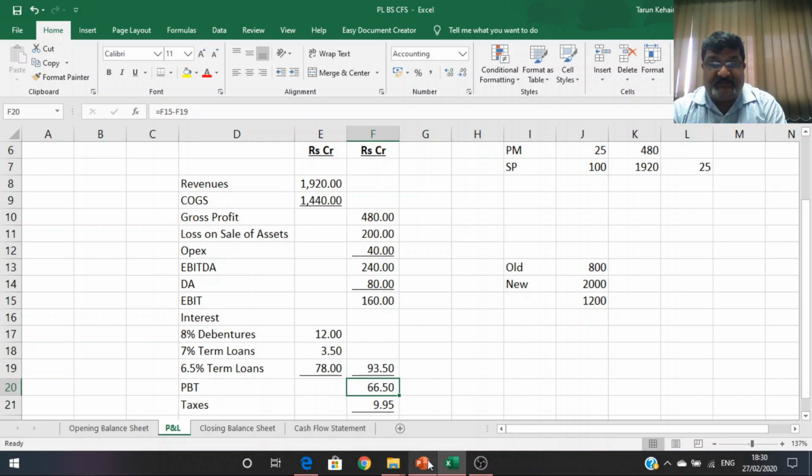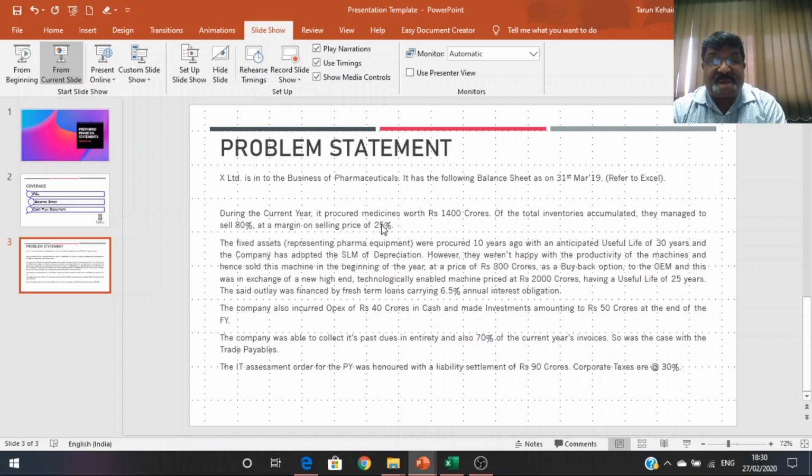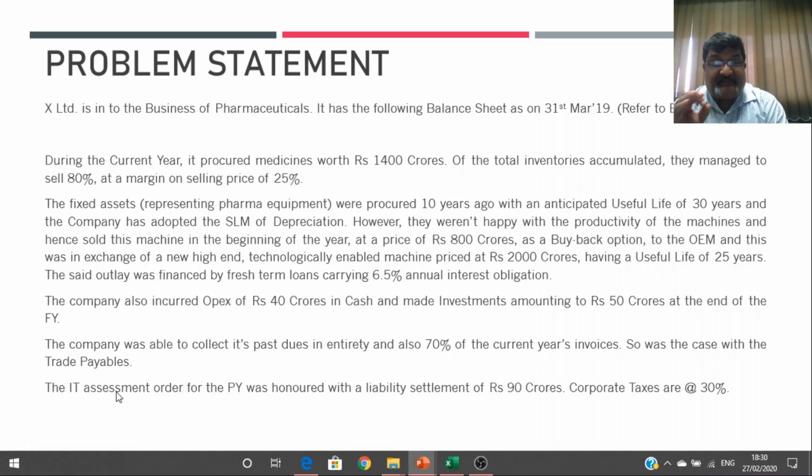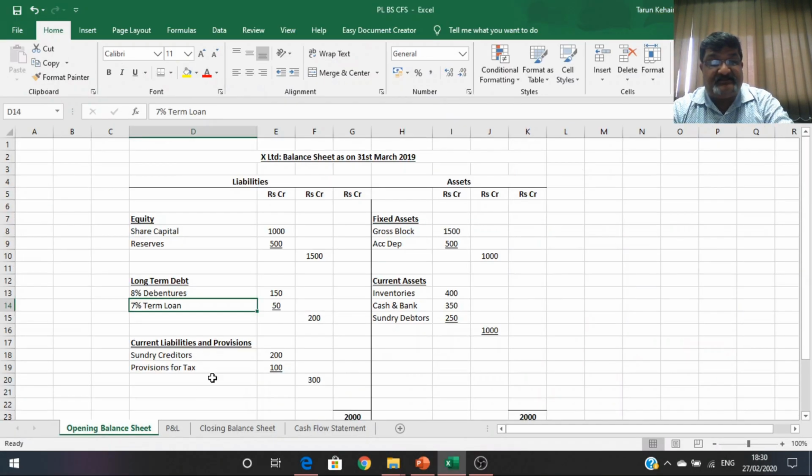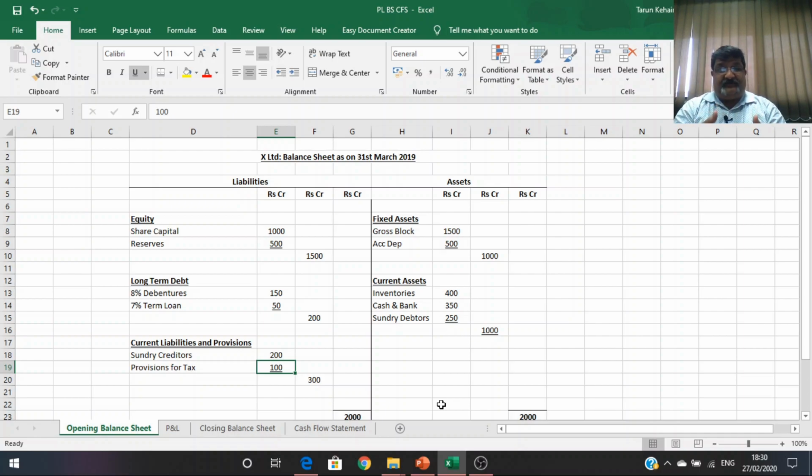Now look at the problem statement very carefully. The problem statement says that the income tax assessment order for the previous year was honored with a liability settlement of rupees 90 crores, and corporate taxes have to be provided at 30%. Now, if you look at the last year's provision, it was a provision of 100 crores which was to be settled this year, and this year the order came to be 90 crores, which means I have a 10 crores surplus provision after I pay the income tax liability of the previous year. Mind you, I have a 10 crores surplus provision lying in my books of accounts after payment of income taxes.